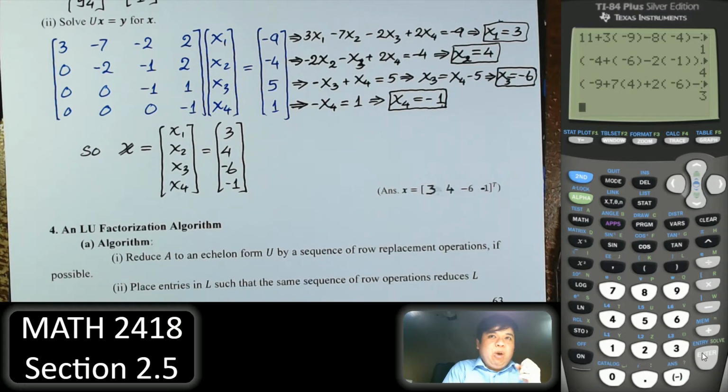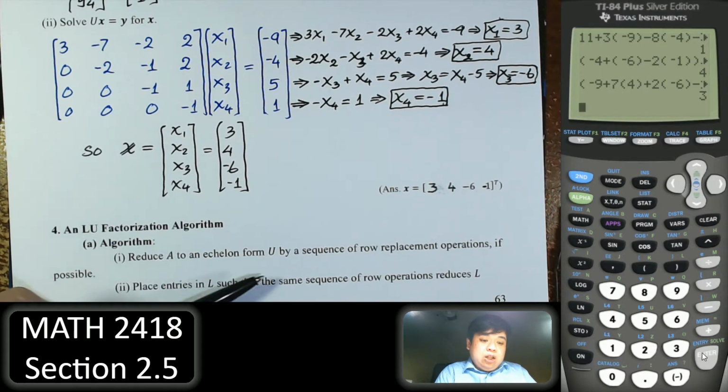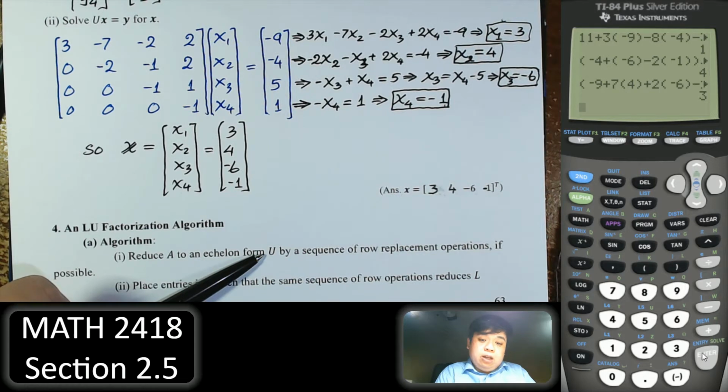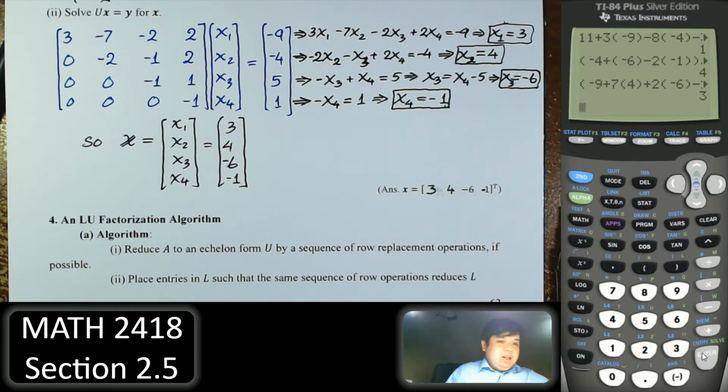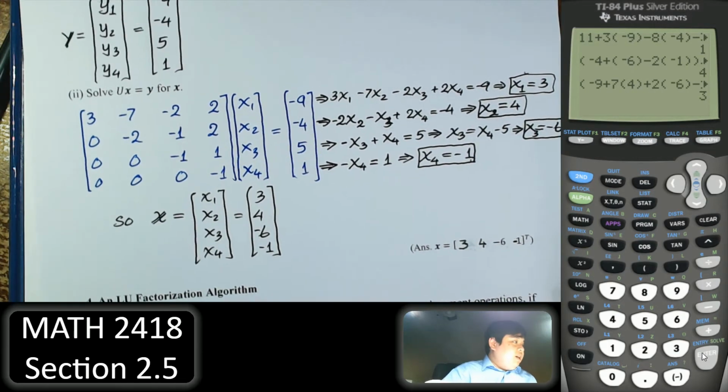Of course, it has to be relatively easier than what we use to reduce to echelon form. And in fact, that is rather simple. What we do is reduce A into the echelon form, and then we keep track of the operations that we need. After that, we're going to have those entries in L, using the same sequence of operations that reduce A. Of course, when we see it in the example, you get an idea.